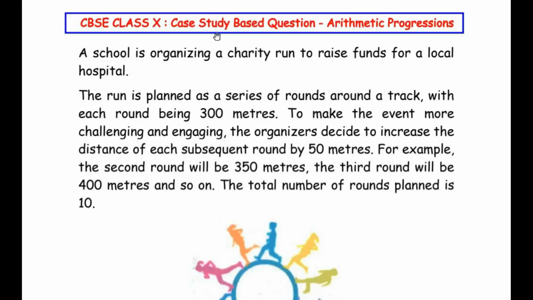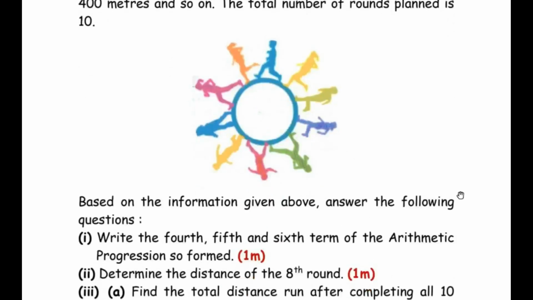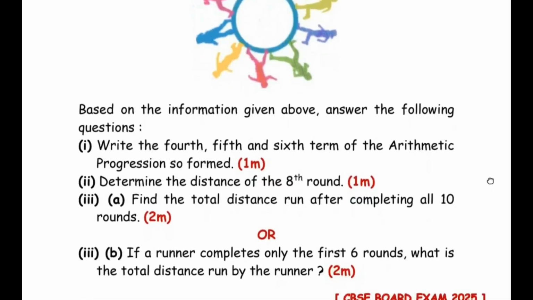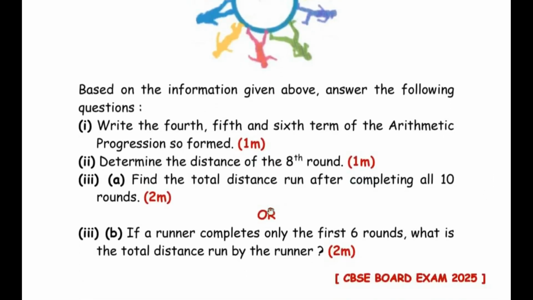In this video we are going to solve a case study based question from the Arithmetic Progressions chapter. Now this question has 3 sub-questions. The first and second sub-questions are for 1 mark and the third sub-question is of 2 marks and it has an OR question as well. That is, either you can attempt the A question or the B one. So let us start with the first sub-question now.